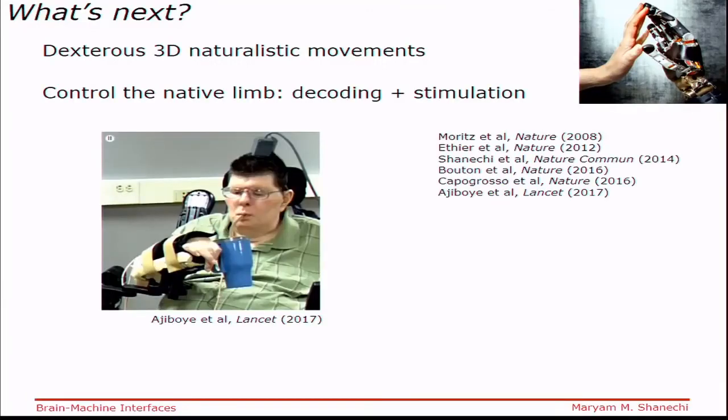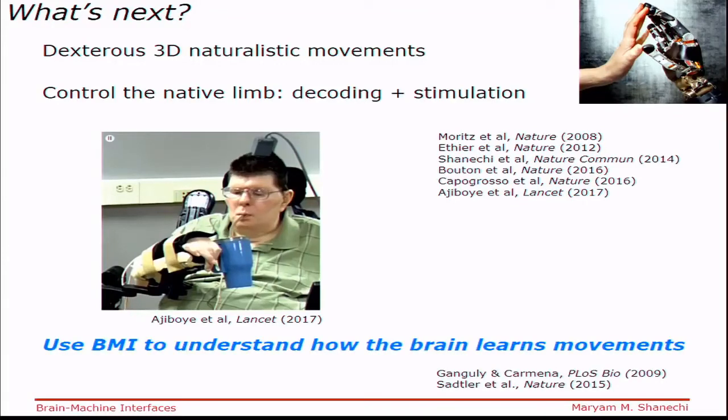Moreover, you can imagine scenarios in which you don't just want to control an external device. The limb is intact and you want to allow the subject to control their own arm. So can we combine decoding with, say, spinal stimulation or muscular stimulation in order to restore movement to the native limb? And there's been fantastic work in recent years showing proof of concept that this is doable, but we still have a long way to go. And finally, can we use these BMI systems as a new scientific tool to understand how the brain learns to control movements? As I mentioned, Aaron would go in depth into that subject.